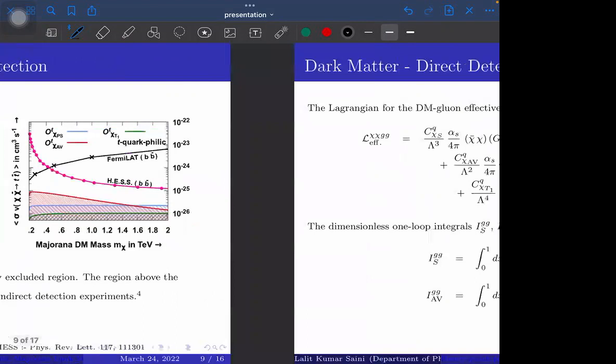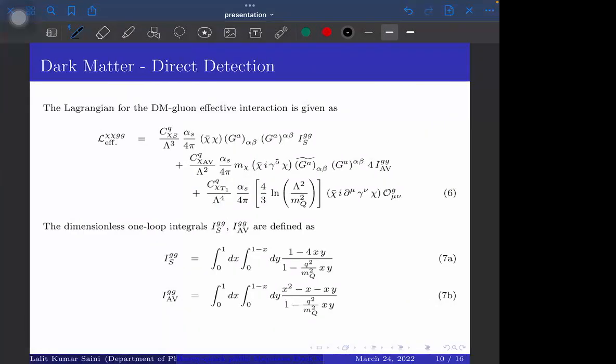Now for the direct detection. In our case, we have only the bottom and top degrees of freedom, and these are not present at the nucleon level. So these two particles will be present only in the loops, and what interacts with the nucleon is the gluon. Say via this channel, I have this χ, then the top loop, and then the gluons. These gluons will interact with the nucleus, as they are present inside the nucleon. So this is a possible channel that can happen.